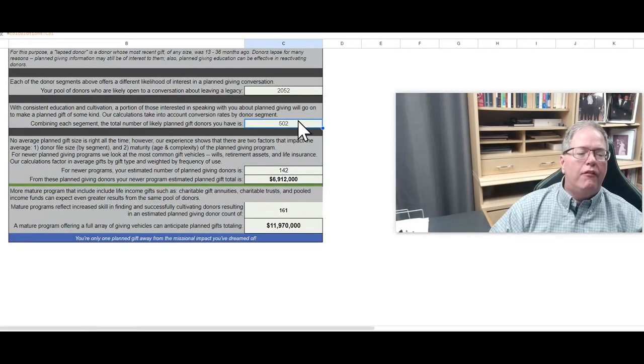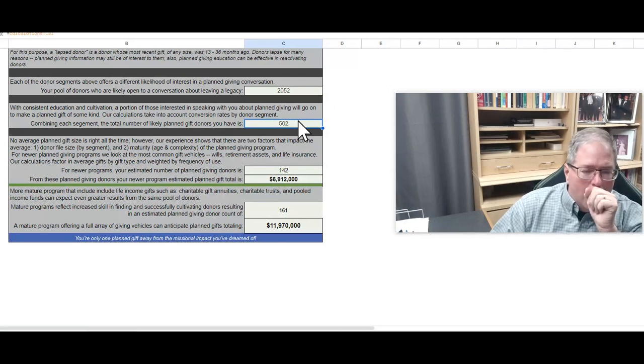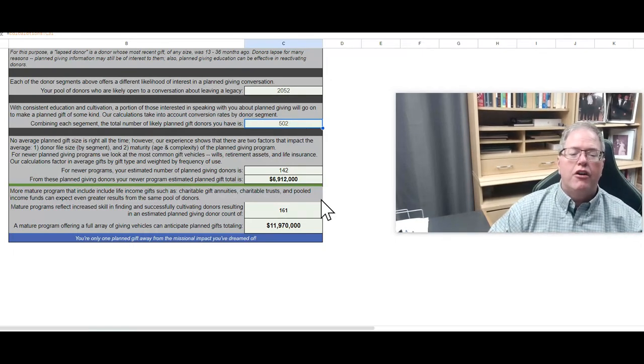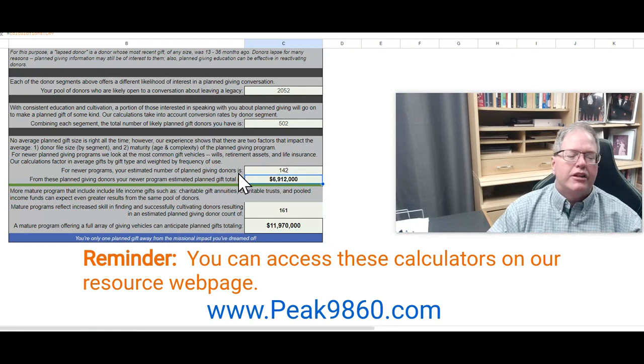And of those, from a newer program, you have about 142 donors who are going to make planned gifts. Now you see here, 142 donors generates about $6,991,900 because it's more mature. You've got a better group of donors who've been with you a longer time. You have a better understanding of what they could do and what they would do. So the calculation is going to generate different numbers based on your donor file.